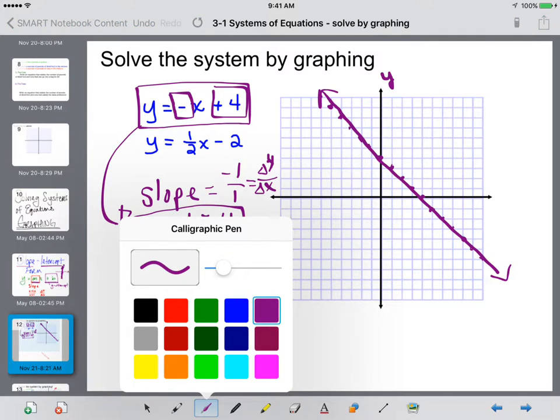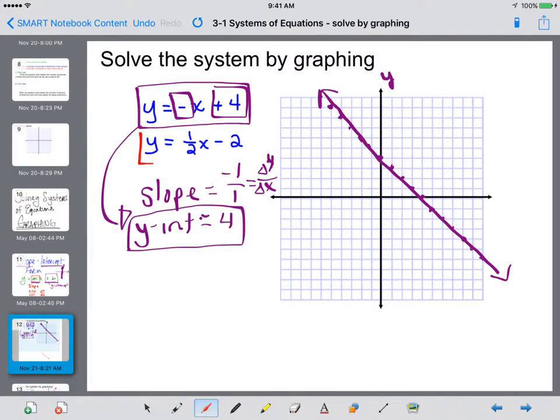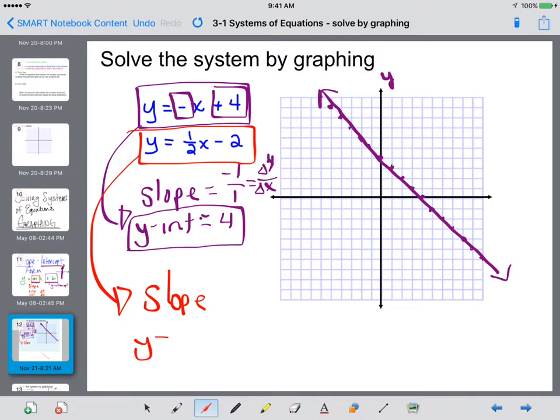Well, let's graph the second line. I'm going to choose red. So again, two things you have to pick out: the slope and the y-intercept. The slope is the number in front of the x. Here it's 1/2. The number after the x is the y-intercept. It's -2. So I'm going to go below the x-axis because my y-intercept is negative. I'm going to go down 1, 2. There is where the y-intercept is, -2.